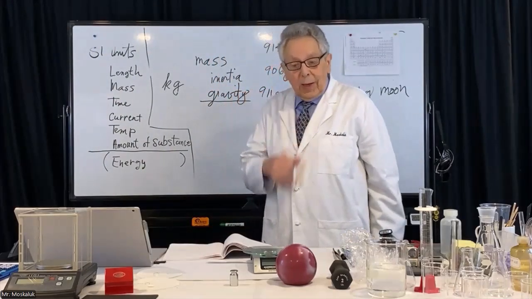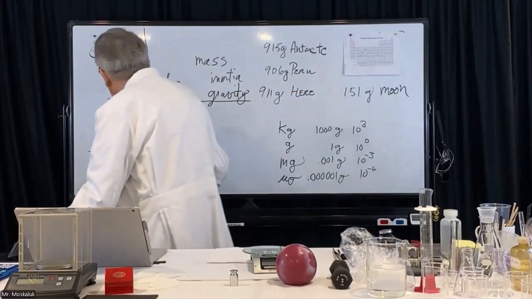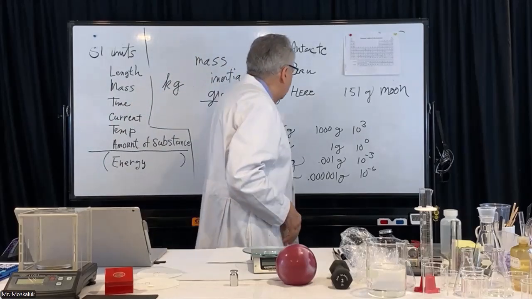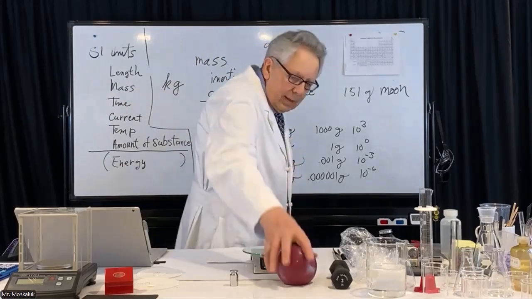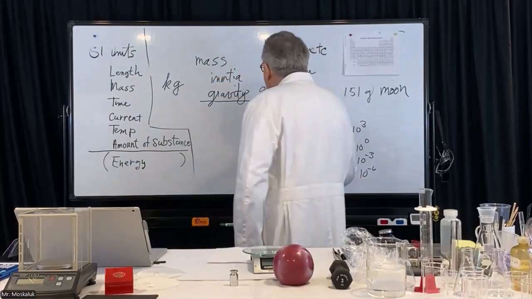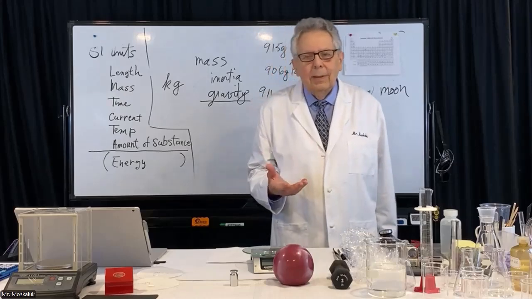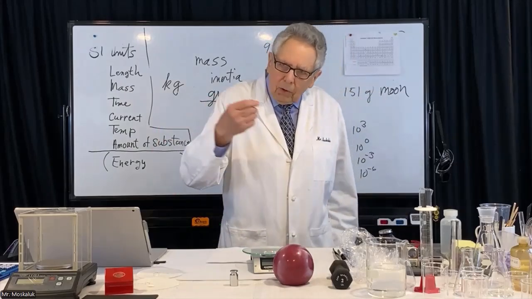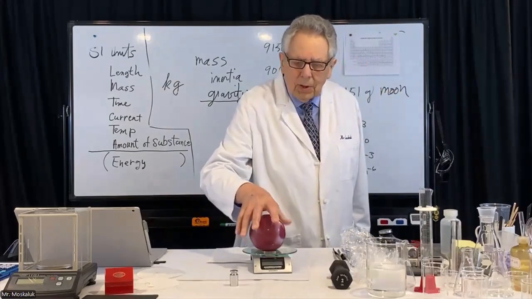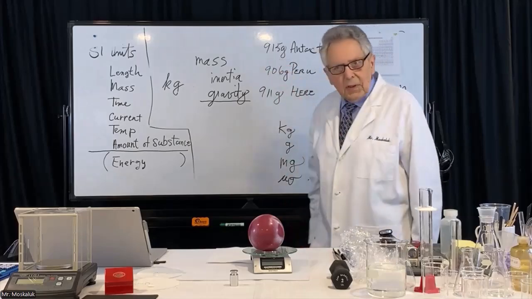Okay, here's my little sheet. We're still talking about mass and kilograms. When I measured this here, its mass was registered as 911 grams. But if I were at the North Pole, at sea level, and I measured this on this same balance, it would have weighed 915 grams.